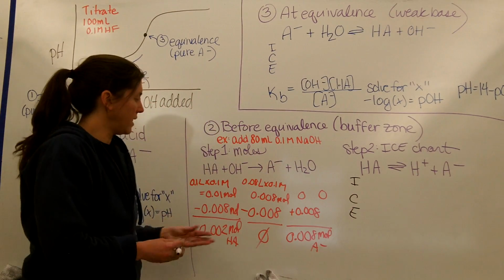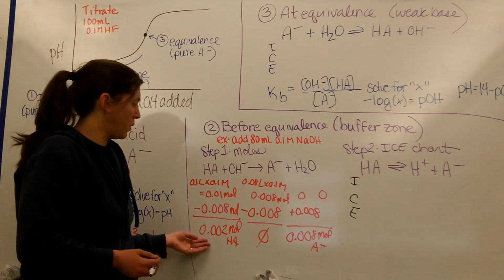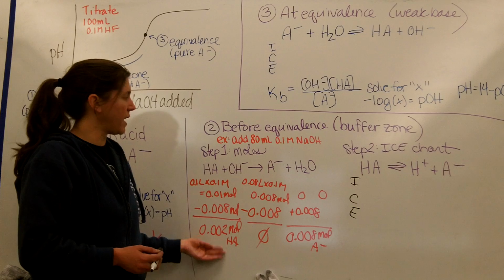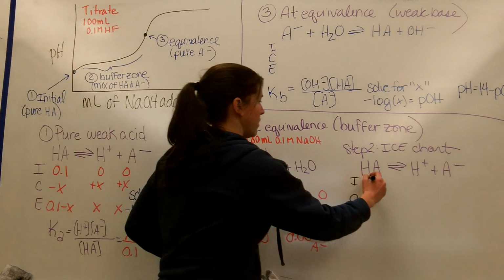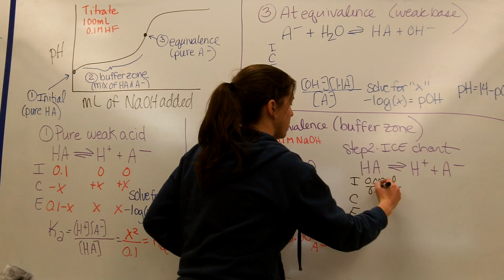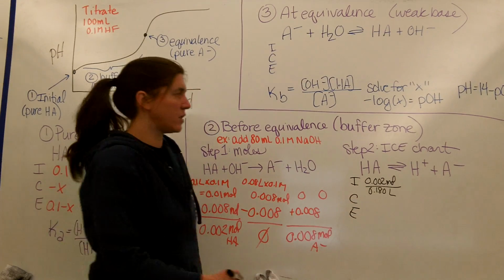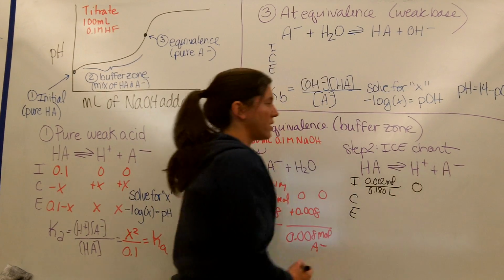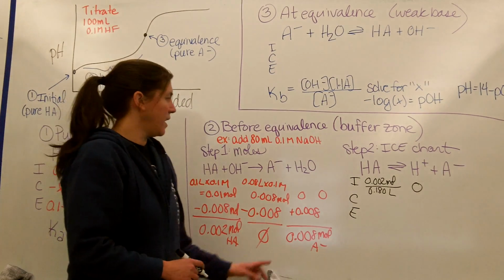Keep in mind, these are in moles. You want these to be in molarity. So 0.002 moles divided by my volume, which is 180 milliliters. So that would be 0.002 moles divided by 0.18 liters. That would give me my concentration. I'm going to assume this starts at 0. Technically it doesn't, but the assumption works out well.